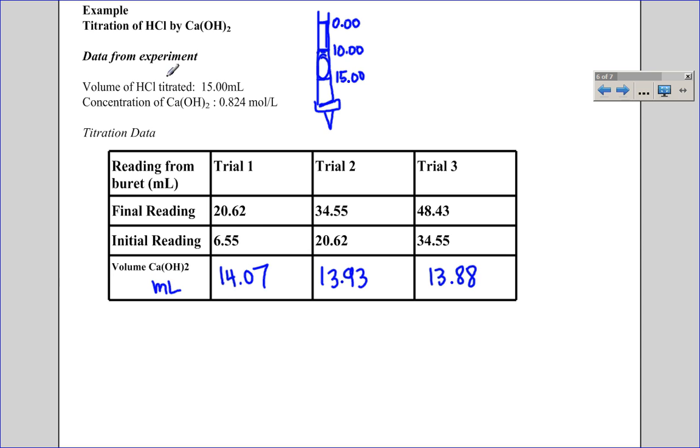Now, what we had in this scenario, we're doing a titration of HCl by calcium hydroxide. So what that means is that in the burette, we had the calcium hydroxide, and in our flask down below, we are reacting it with hydrochloric acid. And in each trial, we put a fresh 15 milliliters of hydrochloric acid into the flask. Our solution of known concentration in this case is the calcium hydroxide. I know the concentration of my calcium hydroxide. So what we're going to do now is use this data in order to find out what the concentration of the hydrochloric acid that we are studying must be.